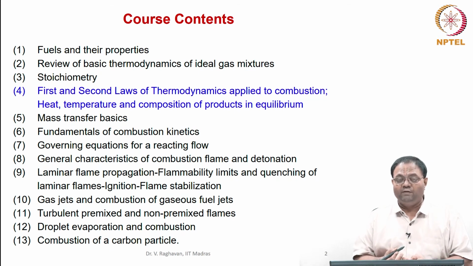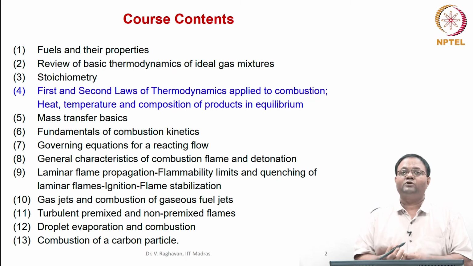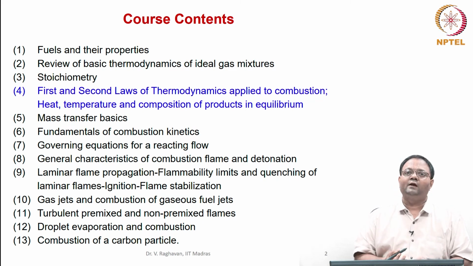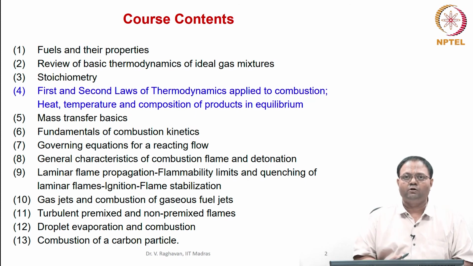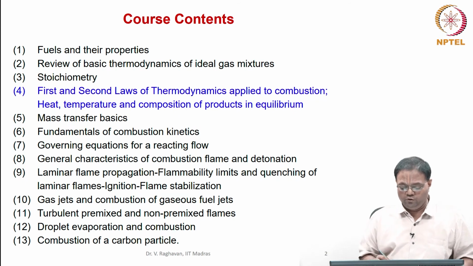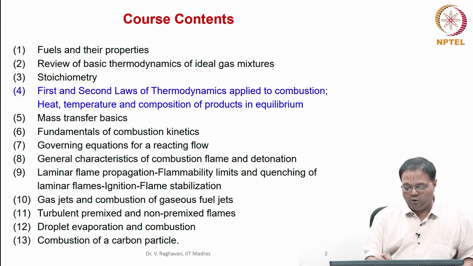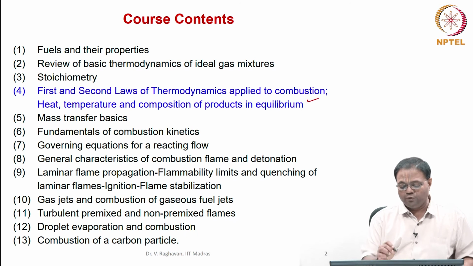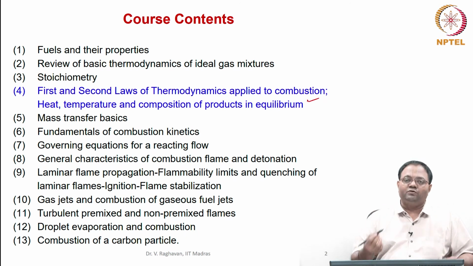So, the adiabatic flame temperature is the maximum temperature attainable when the product enthalpy matches the reactant enthalpy for a constant pressure system, or the product internal energy matches the reactant internal energy for a constant volume system. Now, the composition of the products in equilibrium is determined using the second law.